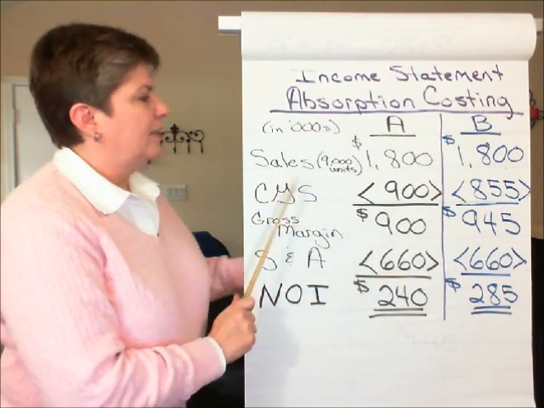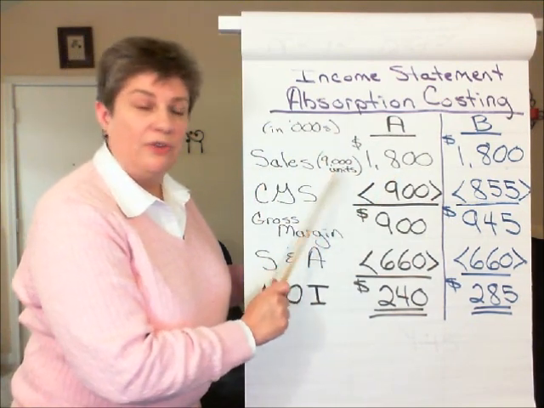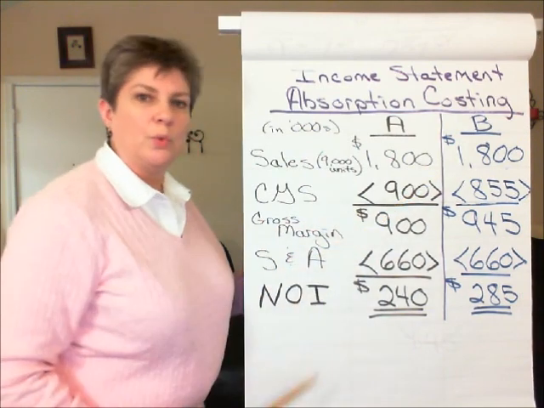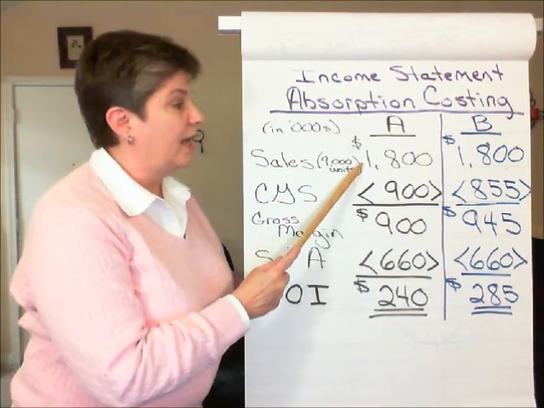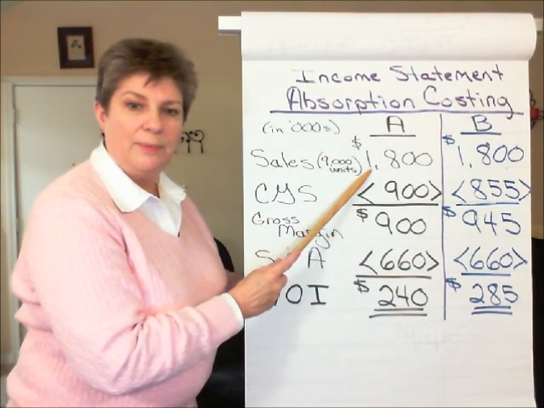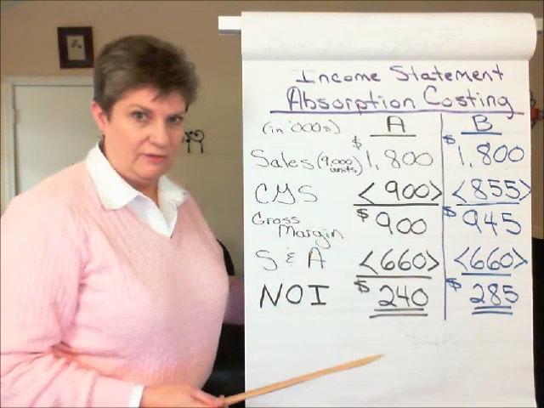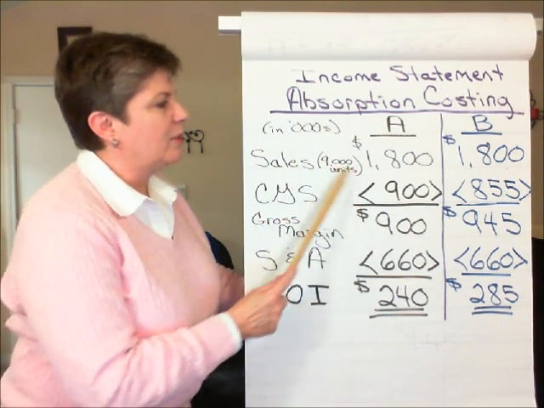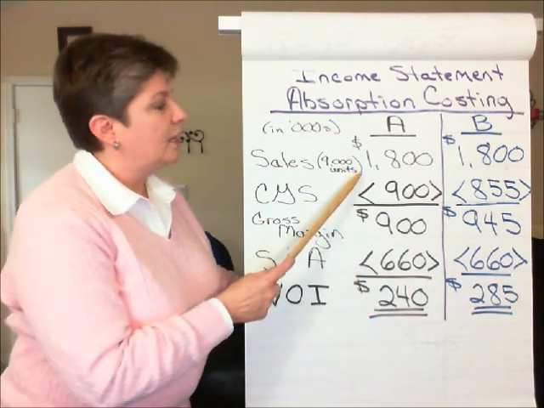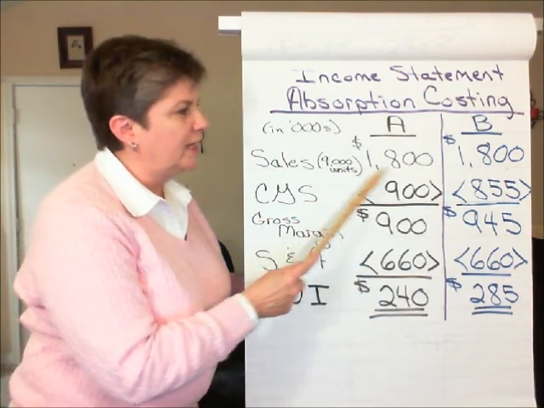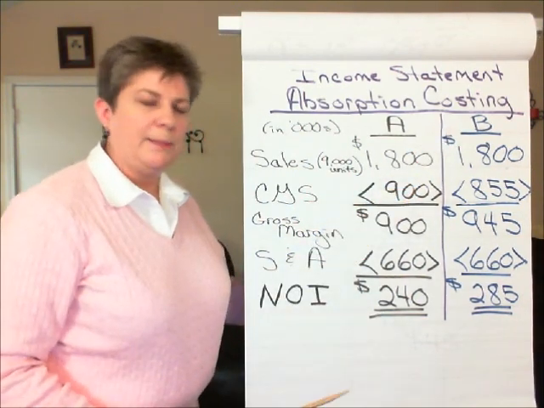First of all, since the same number of units were sold, 9,000 in both situation A and situation B, the total amount of sales revenue is the same, $1,800,000. And obviously these numbers are in thousands of dollars here. So the same number of units were sold at the same price of $200 per unit, so our sales revenue is $1,800,000 for both scenario A and scenario B.